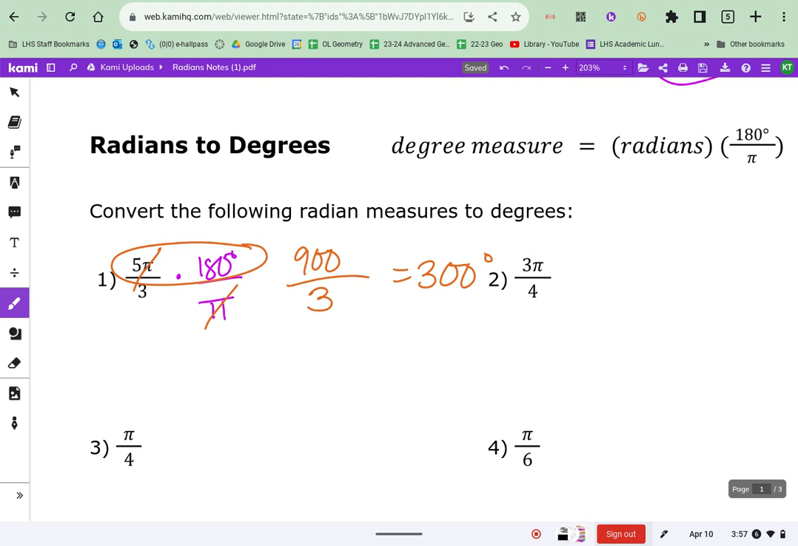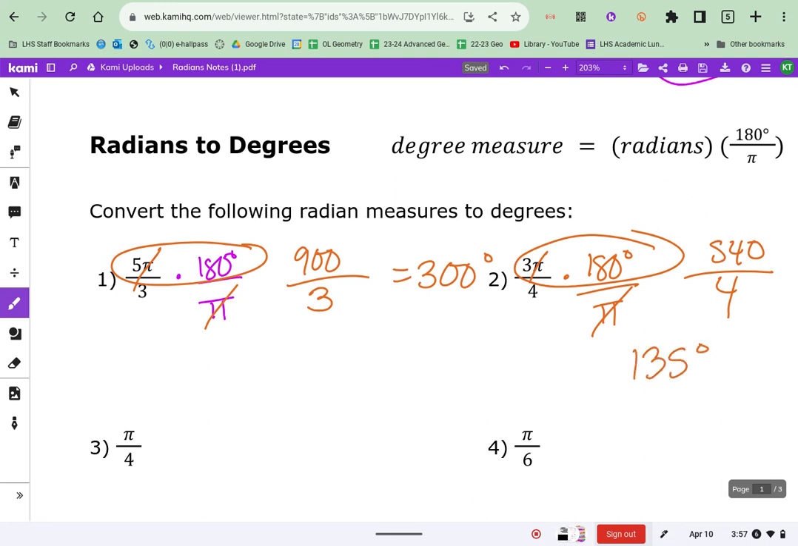I'll do this one more time. So 3 pi over 4 radians, I'm going to multiply by 180 over pi. Since I have 1 pi in the numerator, 1 in the denominator, they divide to 1 and cancel. Now I can multiply across the top, so 3 times 180 and get 540. Multiply across the bottom, I just get 4. So 540 divided by 4 is 135 degrees. Make sure you're including your degree symbol there.